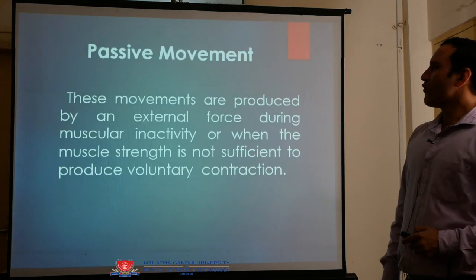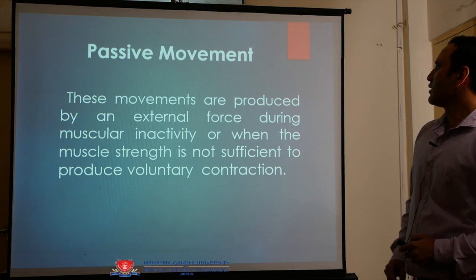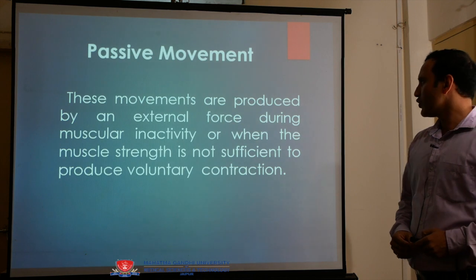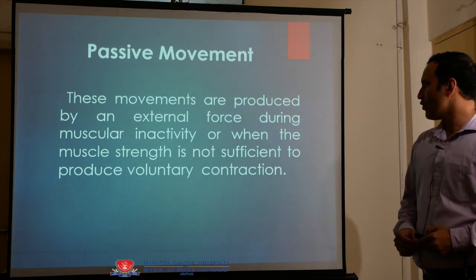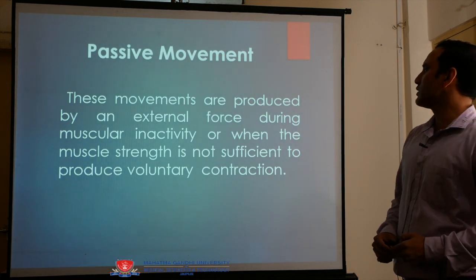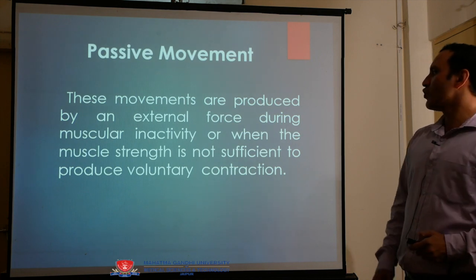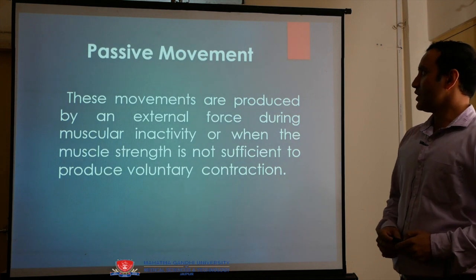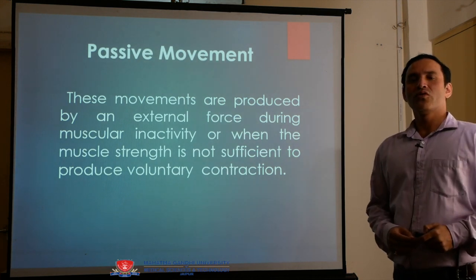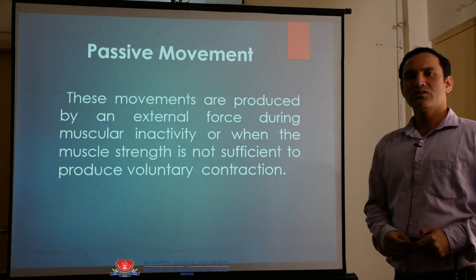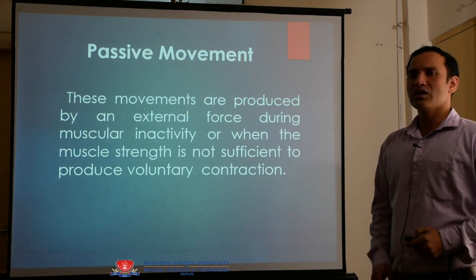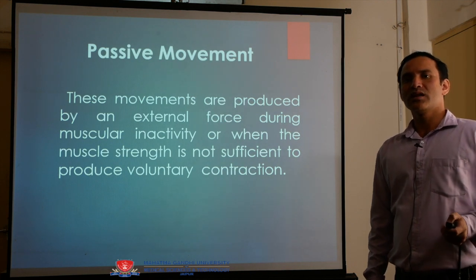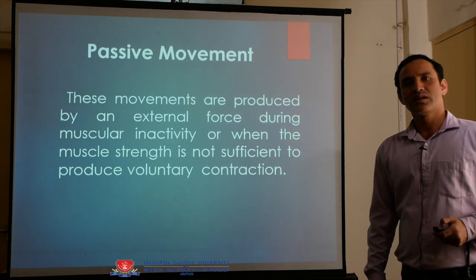So what is passive movement? These movements are produced by an external force during muscular inactivity or when the muscular strength is not sufficient to produce voluntary contraction. Means whenever these movements are produced, voluntary contraction of the person or that patient is not used to produce this movement. So these are involuntary movements done basically by the therapist.